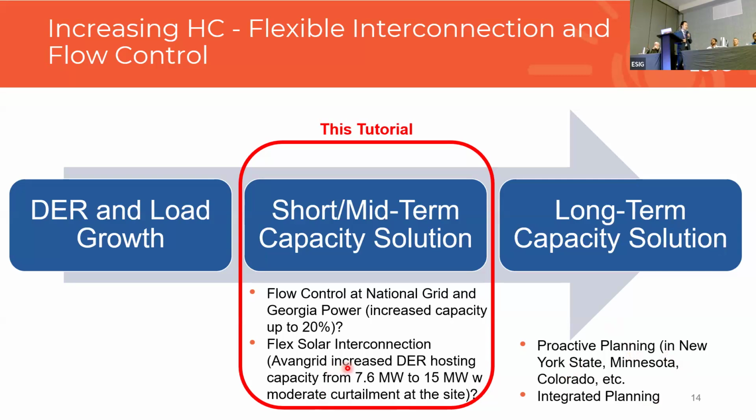The second technology is flexible solar interconnection. Avangrid did this pilot since 2020. If you want to know more, ESIG has a webinar from last October. It's online as well. That pilot study really increased the DR hosting capacity from 7.6 megawatts to 15 megawatts, which is significantly increased with moderate curtailment. The webinar from last October will give you more details.